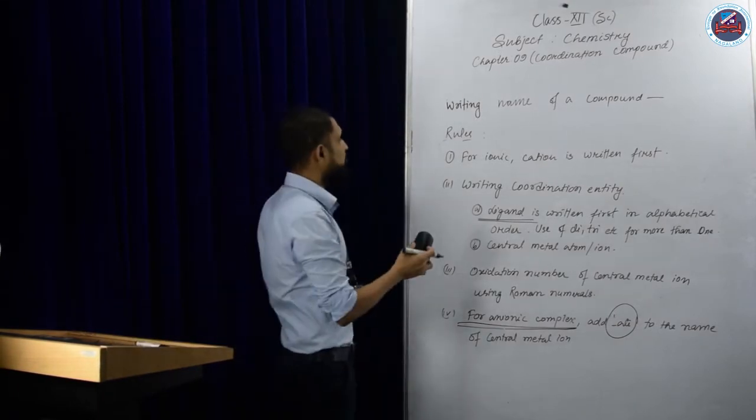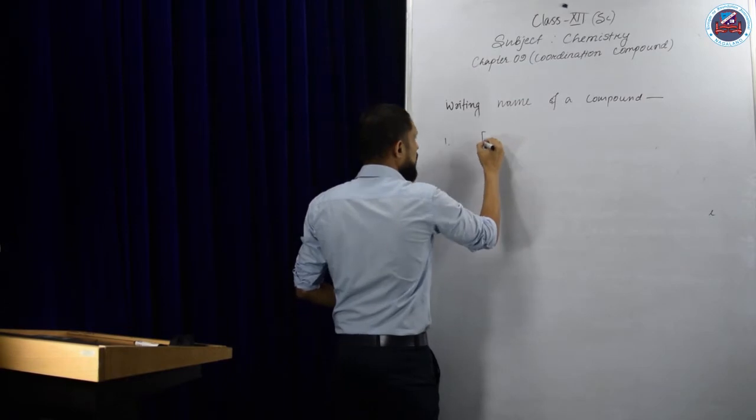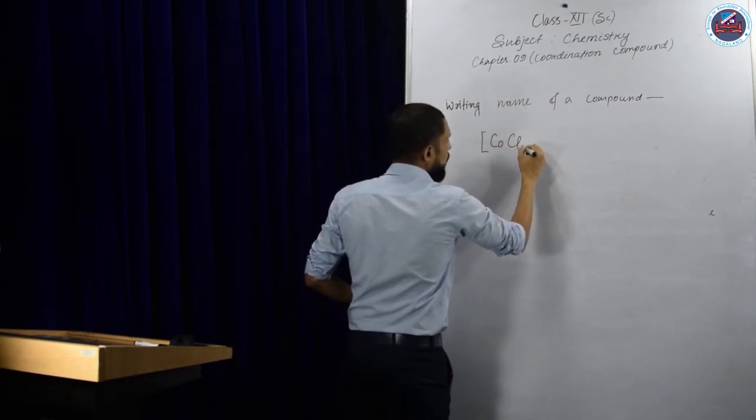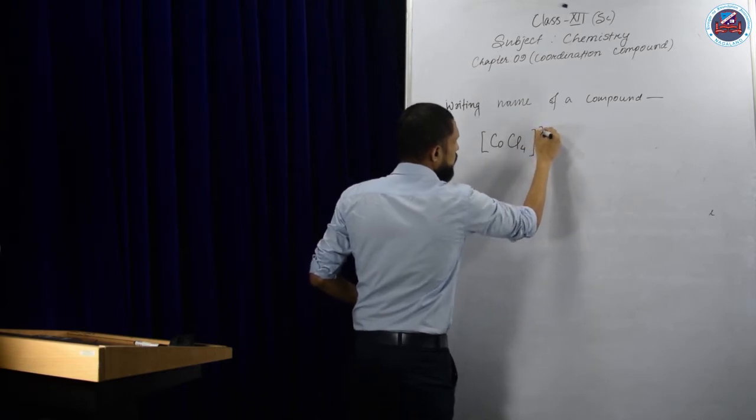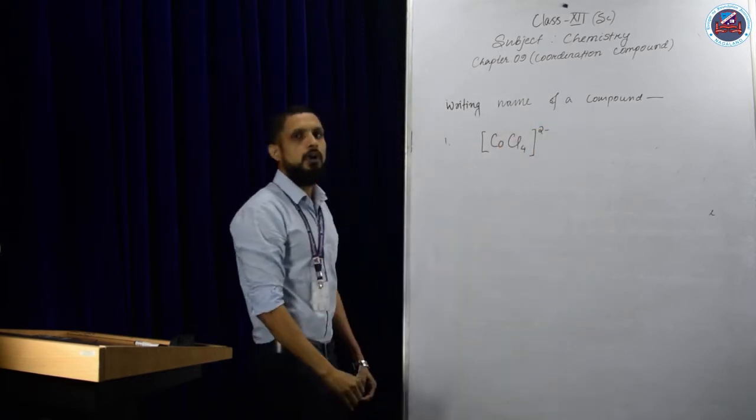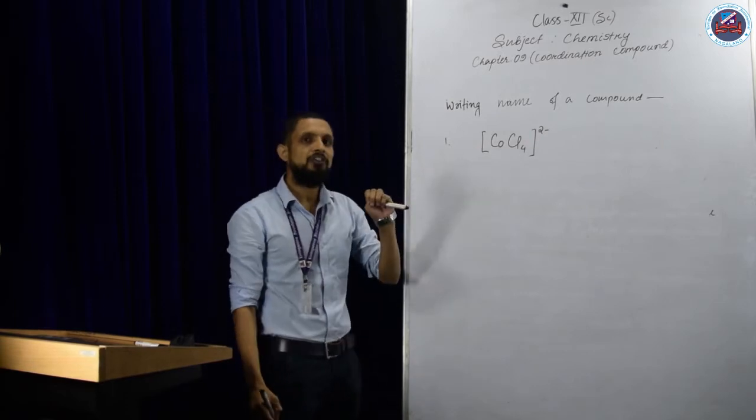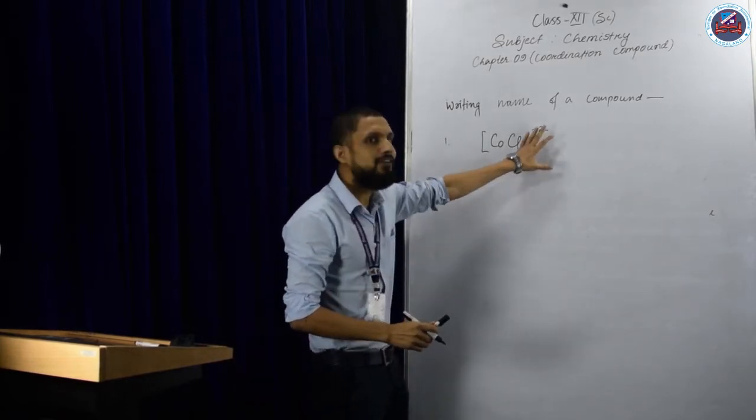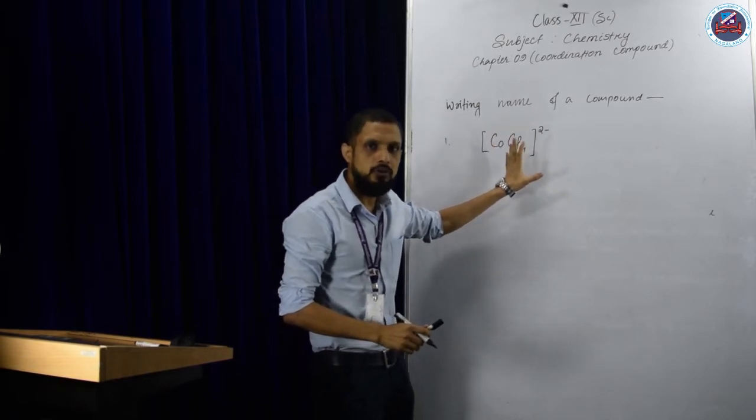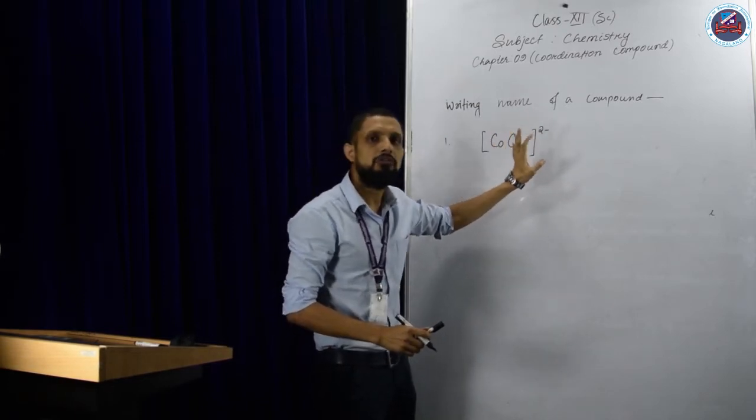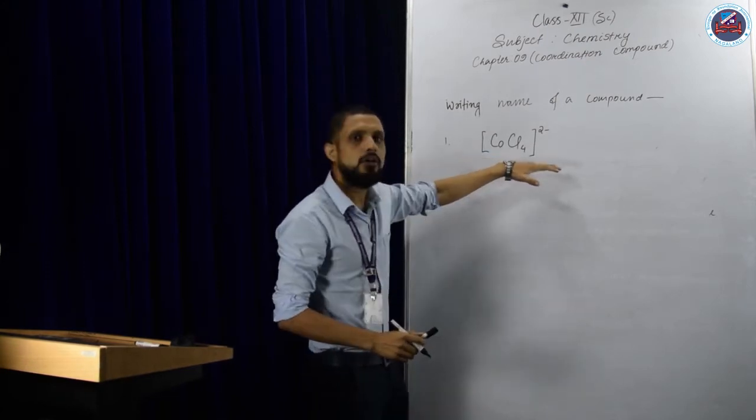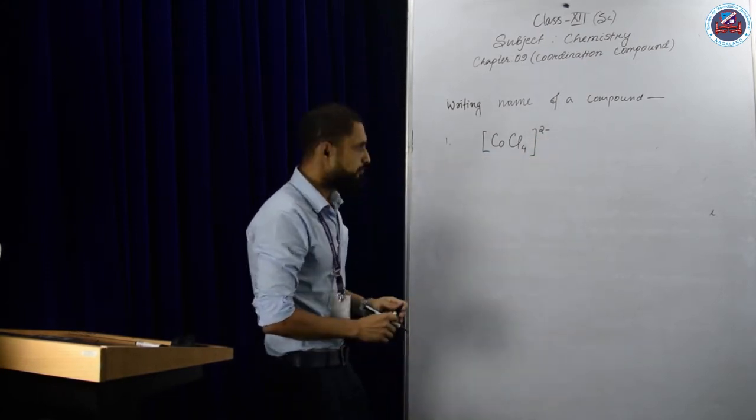So let us take some examples. Example number 1: CoCl4, whole 2 negative. We are going to write the name of this compound. This compound is an anionic compound without a counter ion, so straight away we'll start with the coordination entity.